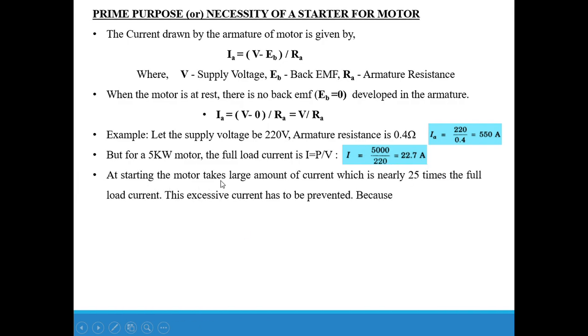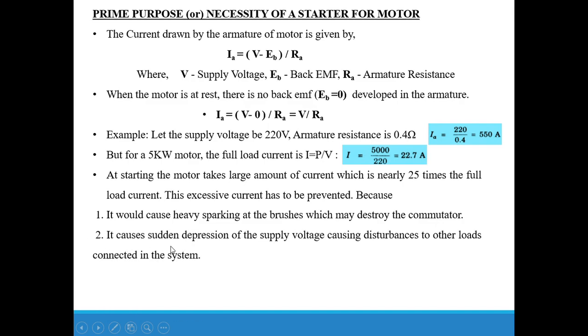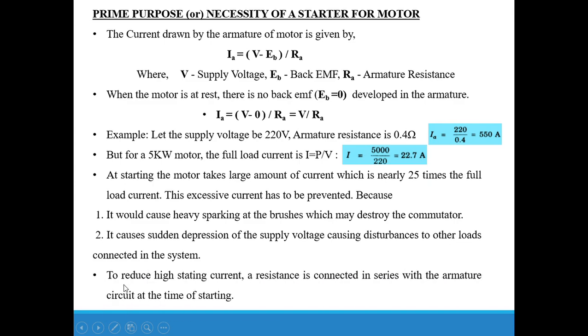At starting, the motor takes a large amount of current, which is nearly 25 times the full load current. This excessive current has to be prevented because it would cause heavy sparking at the brushes, which may destroy the commutator and the brush also. The second reason, it causes sudden depression of the supply voltage, causing disturbances to other loads connected in the system. To reduce high starting current, a resistance is connected in series with the armature at the time of starting.